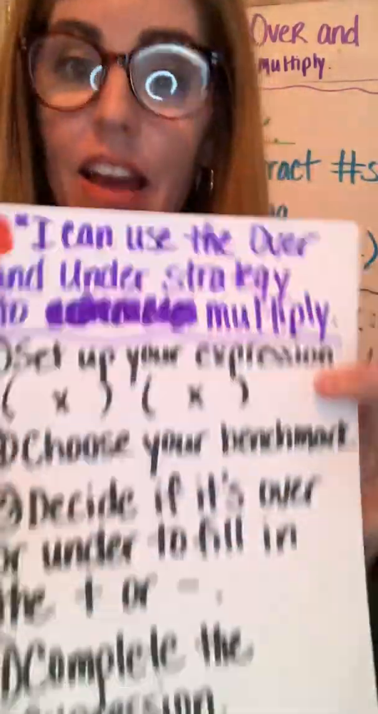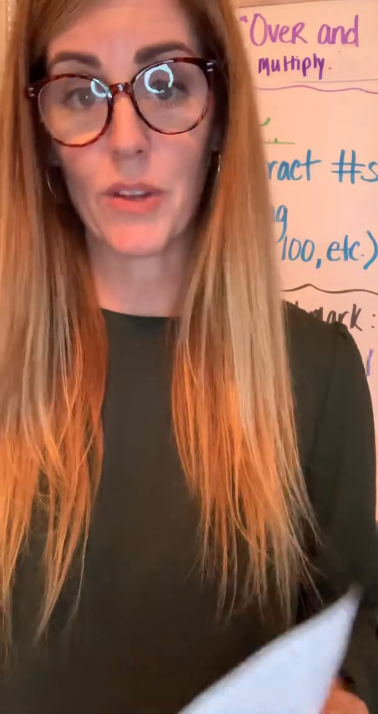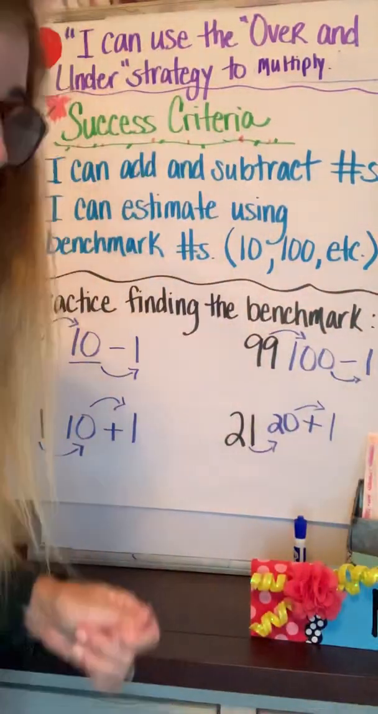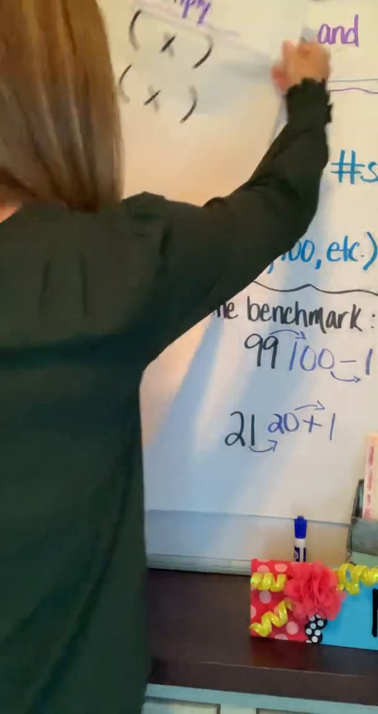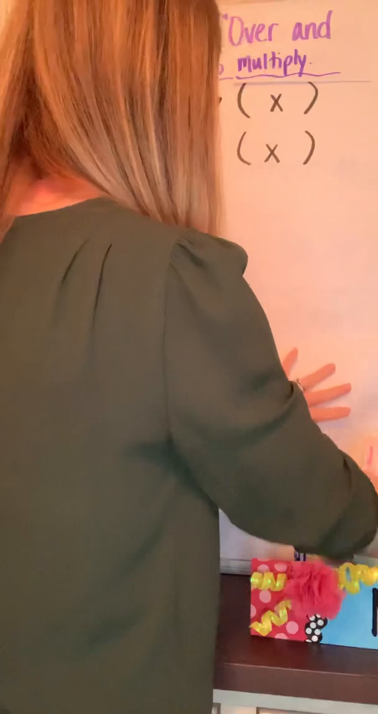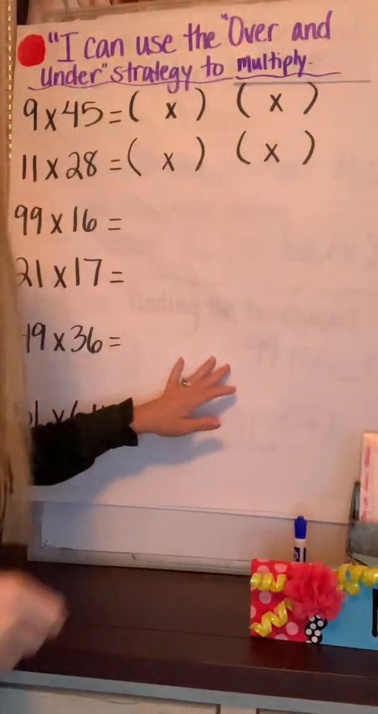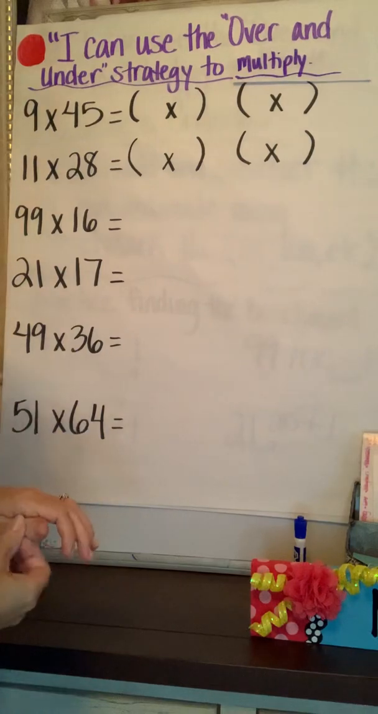Okay, welcome back. Thank you for following directions and copying those down in your notebook. That way you can always come back to it later for help. And we're going to get some practice going now. Okay, so again, I can use the over and under strategy to multiply.